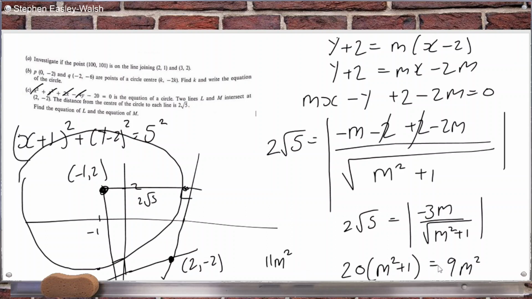And that's 20. But that's equal to minus 20. And that's a big problem. 20m squared plus 20. I've done something wrong. Back in time we go. I was suspicious about those 2's cancelling.